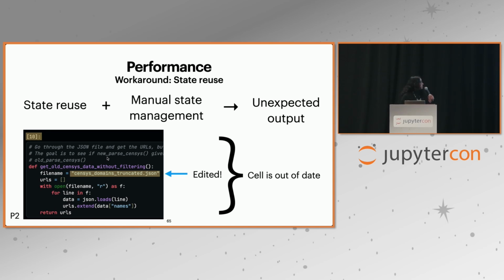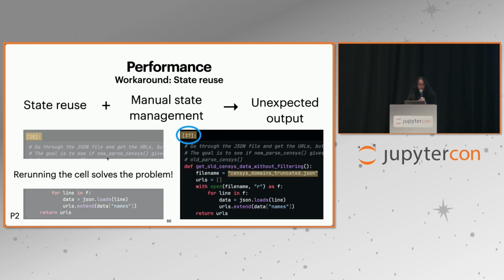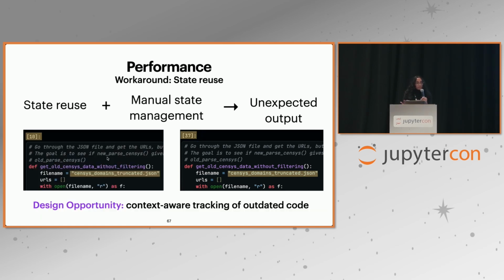And so now this cell is out of date, but it's not very clear to the user that it's like that. So she only noticed that something was wrong when she started getting strange results. And only after some time spent debugging, she realized that she had never actually reran the cell from the file. So one design opportunity we identified is being able to track outdated code, including code that becomes outdated due to changes in the general environment.